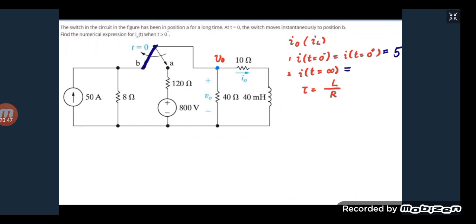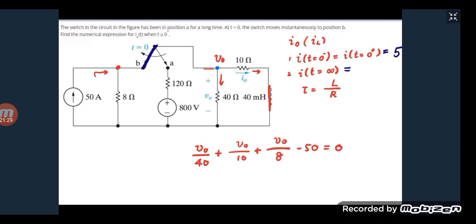And after a very long time it becomes a short again. So now VO over 40 plus VO over 10, the two branches. But there is another branch, because here is also VO plus VO over 8. And here is the current entering the node, so it's minus 50. Okay. Any questions?